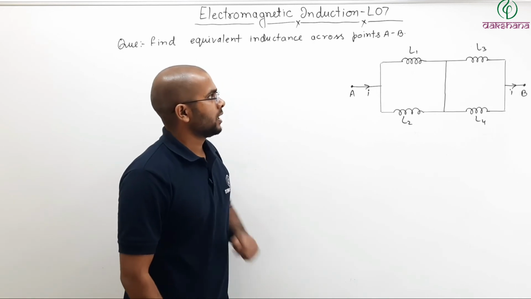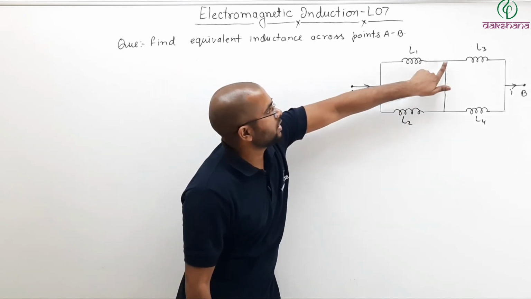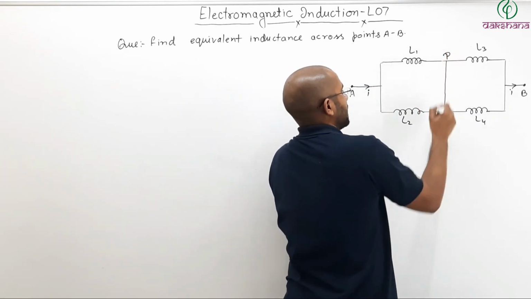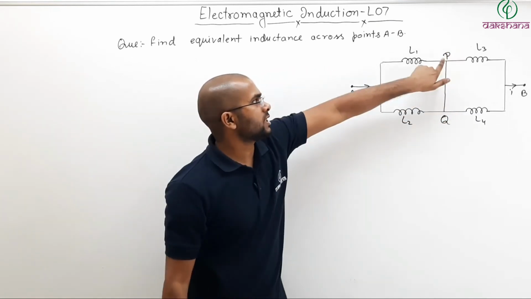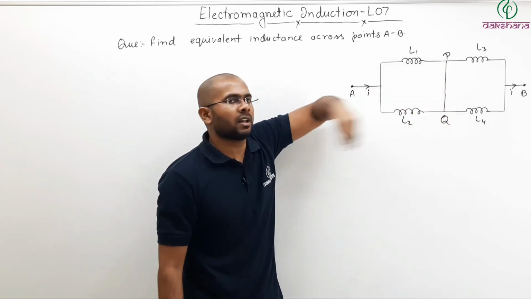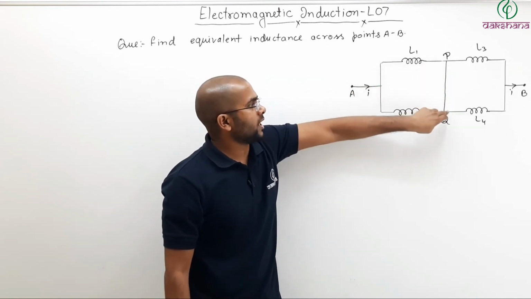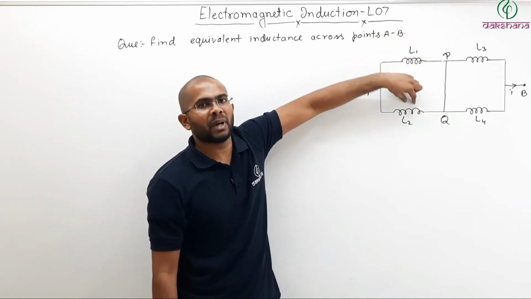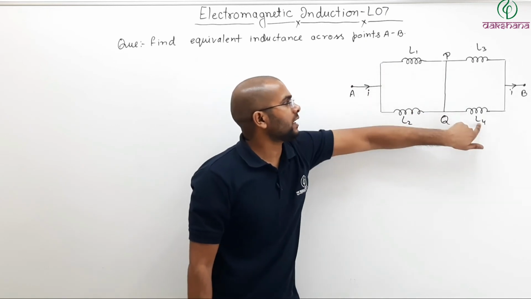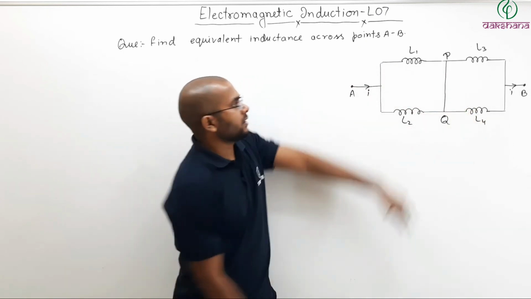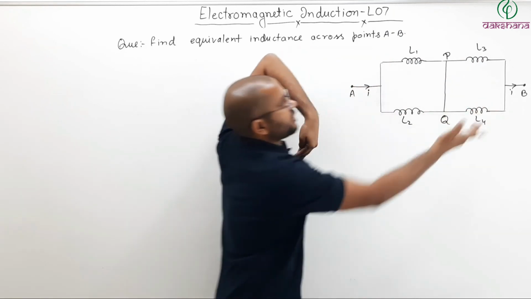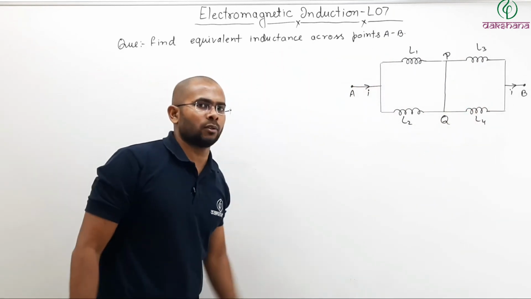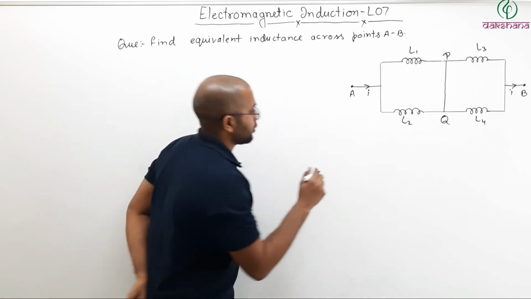Now if you pay attention, these 2 points have the same potential. So let us say that this is point P, this is point Q. Since they are connected by a connecting wire which has almost zero resistance, these 2 points have the same potential, meaning L1 and L2 are in parallel now, and L3 and L4 are in parallel now, and these two combinations are connected in series with each other. So if I want to draw the equivalent circuit now, it will look something like this.